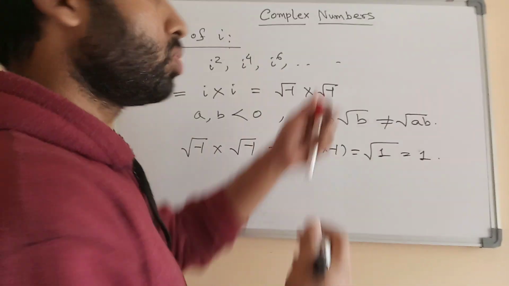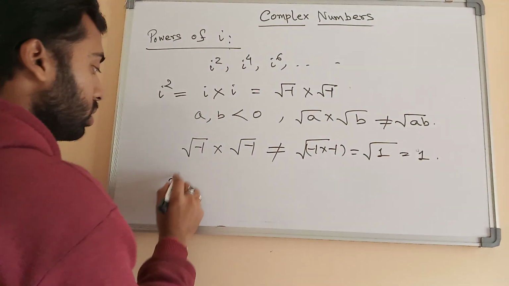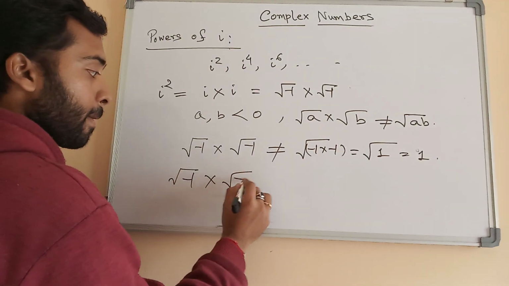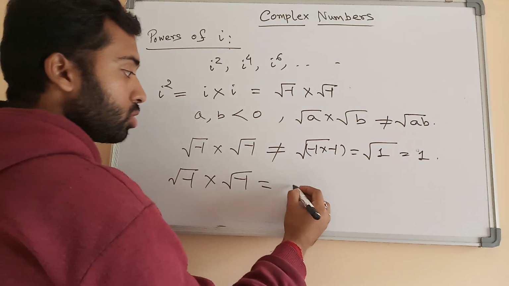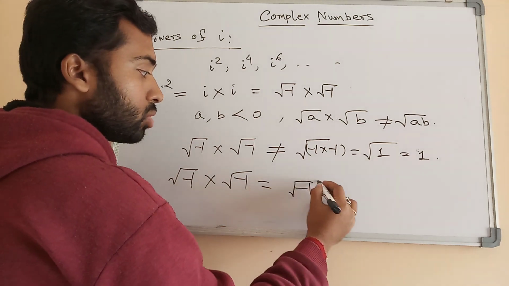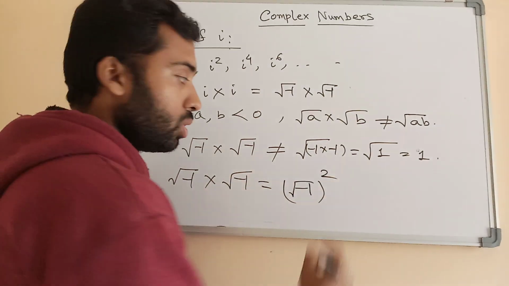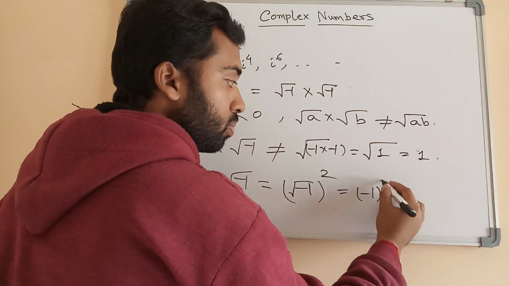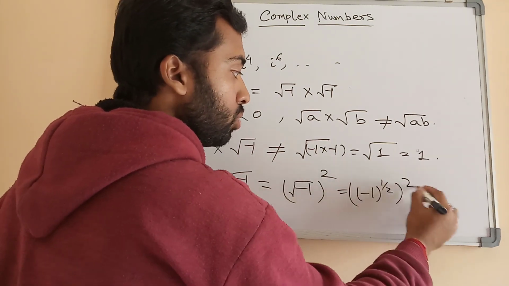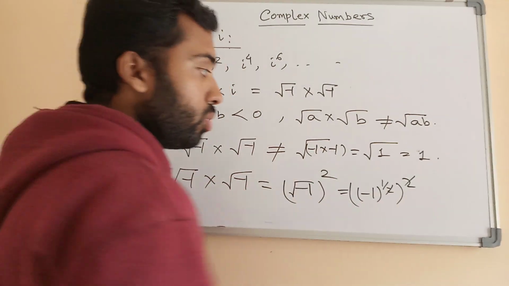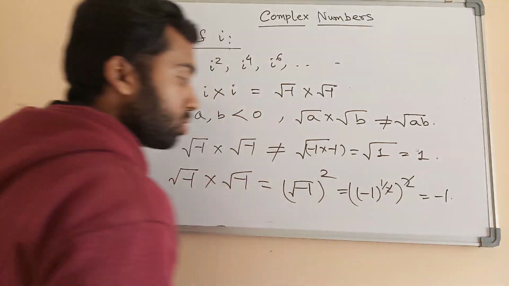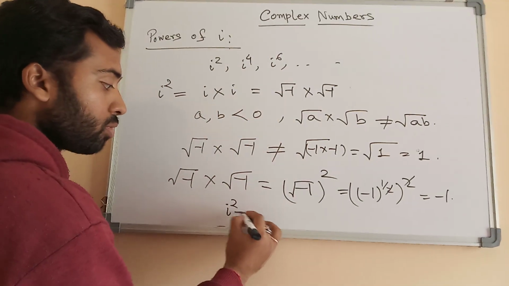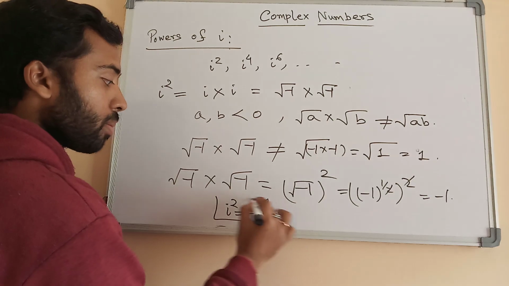So how to calculate this product? Let's see. This is equal to root under minus 1 to the power 2, that is minus 1 to the power half, whole to the power 2. Now I can cancel this 2 and 2, so I am getting minus 1. So finally I am getting the value of i square as minus 1.